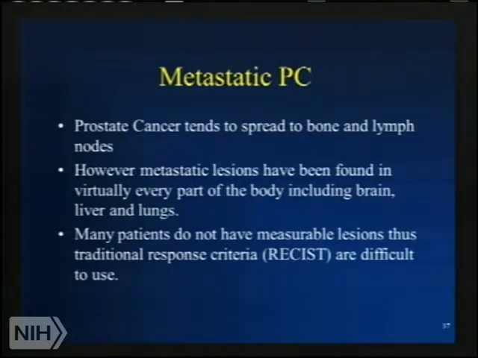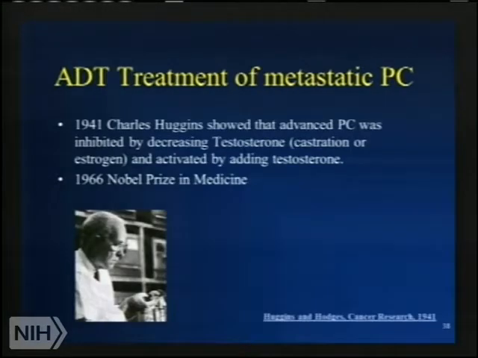So it's difficult to do our traditional studies where we look for shrinkage of the tumors with prostate cancer. So actually PSA becomes a very good marker for us to see how a patient is doing in terms of their therapy. So let's talk a little bit about the cornerstone for treatment for metastatic prostate cancer.